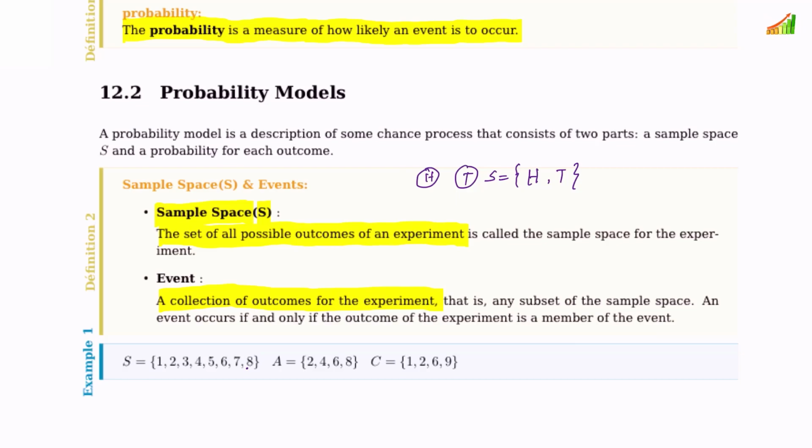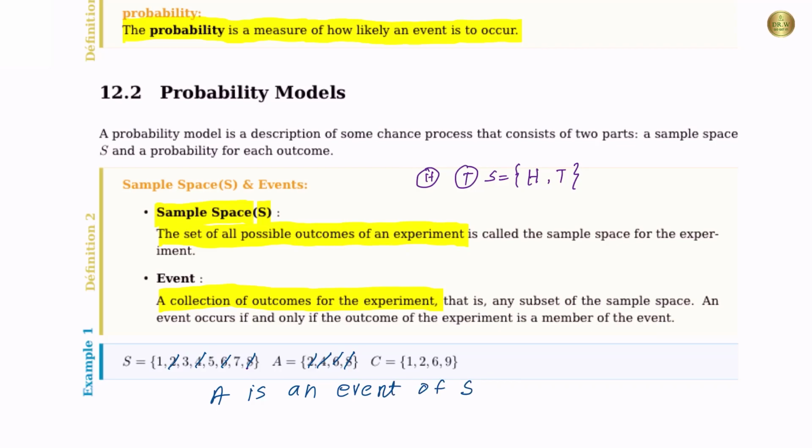Go to example 1. Let's say the sample space is S = {1 to 8}. Then consider A. What is the event? An event is a collection of outcomes for the experiment. See, 2 is in S, 4 is in S, 6 is in S, 8 is in S. Each element of A is in S. Therefore, we can say A is an event of S.